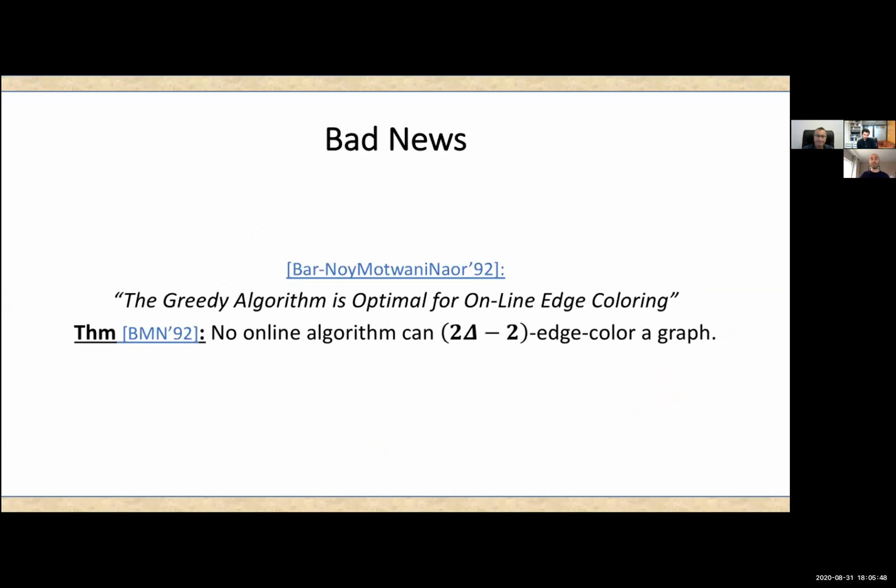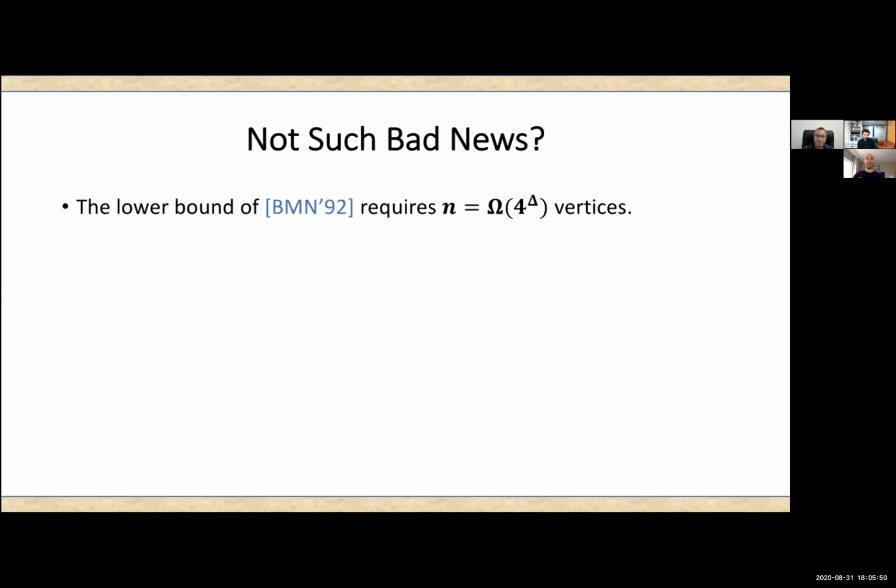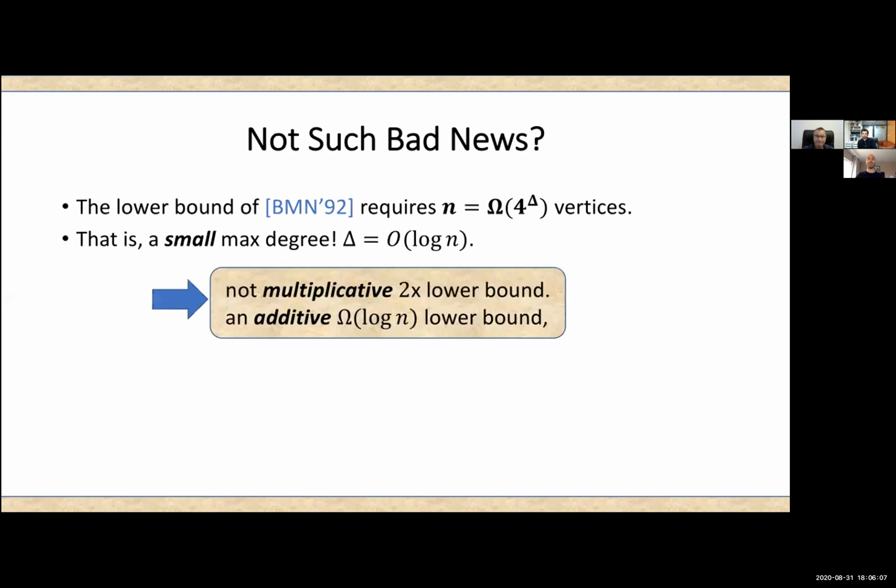Okay, bear with me. So if you inspect the lower bound of Bar-Noy et al., you'll notice that this lower bound requires a number of nodes which is exponential in the maximum degree. So flipping things around and taking out logs, what this means is that this lower bound only holds for bounded degree graphs, for delta at most logarithmic. And so what we argue is that you shouldn't be thinking about this lower bound as a 2x multiplicative lower bound, but rather you should be thinking about this as a plus log n additive lower bound. Right? The optimal bound is delta, and in an online setting, you can only hope to color the graph with delta plus log n colors. And so the natural question is, can you do better if delta is super logarithmic?